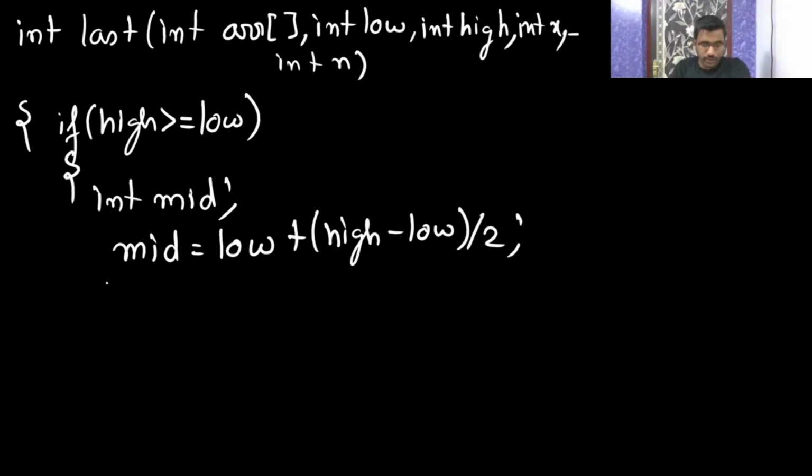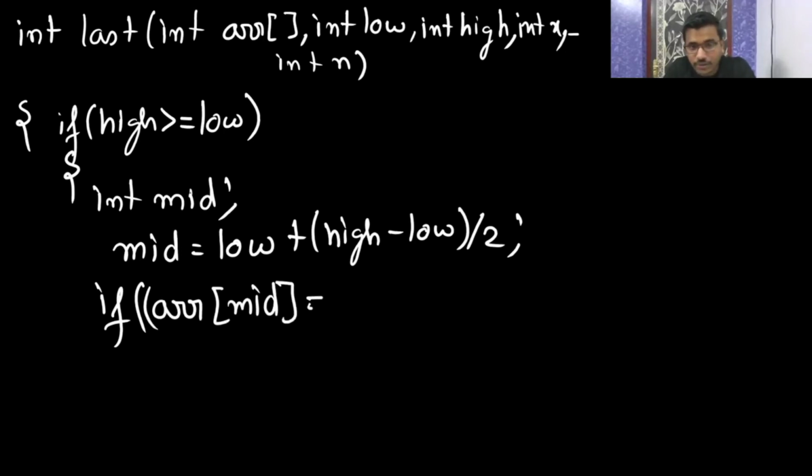So now you will check, and here again you need to concentrate. When array of mid is equal to x, that is the element you are searching. Along with that you have to check, like there you checked the left element, not the leftmost, the left element. Now here you have to check the right element of which element? Mid. Are you getting it?